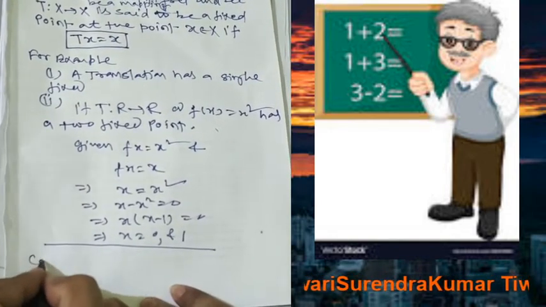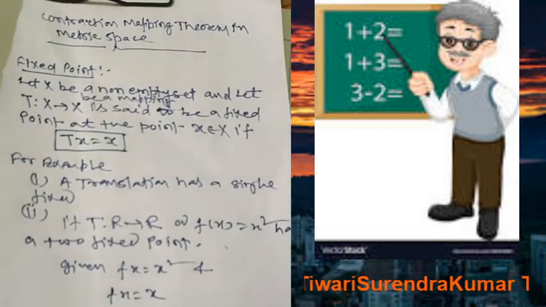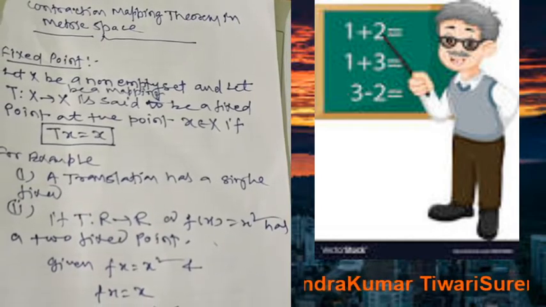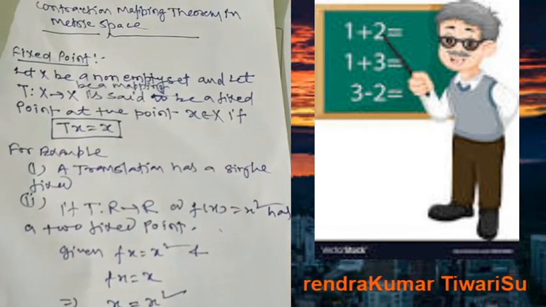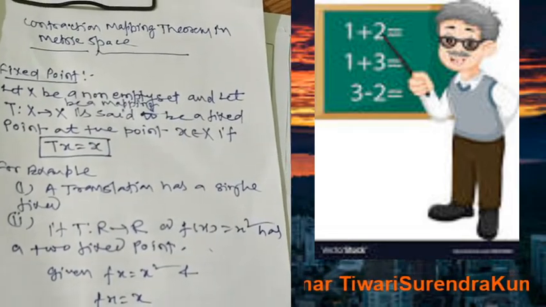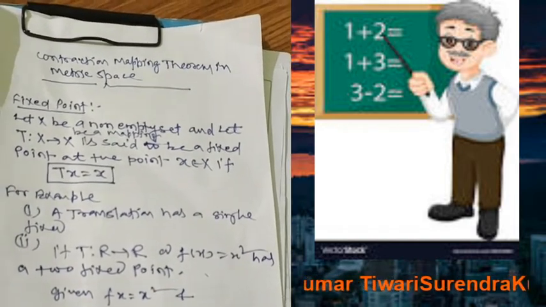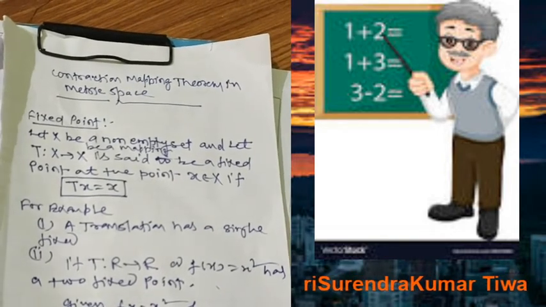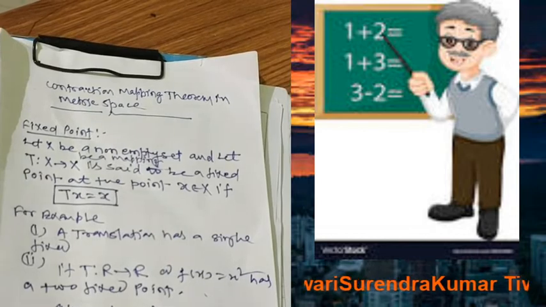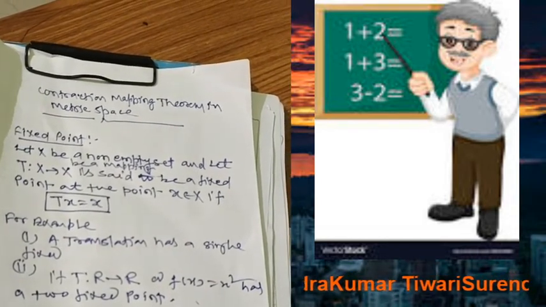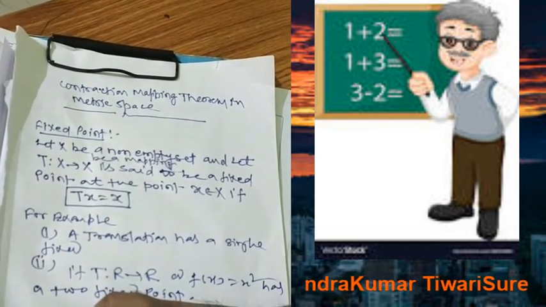Now we define a contraction mapping. Let (X, d) be a metric space and let T: X to X be a contraction mapping such that the distance d(Tx, Ty) is less than or equal to alpha times d(x, y) for all x, y belonging to X, and 0 is less than or equal to alpha less than 1.